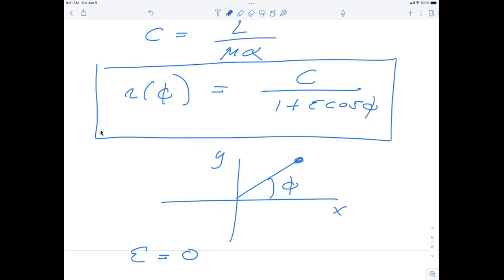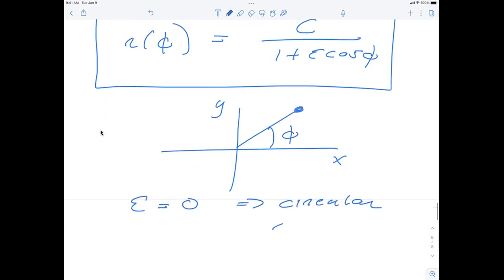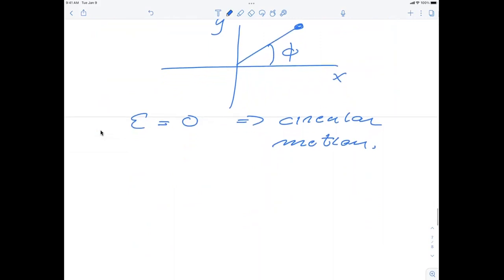So let's do some further analysis of the type of system here. So we see that epsilon 0 is going to lead to circular motion. That's pretty neat. Now, let's ask ourselves something else here. Can there be min and max values of this radius, of r of phi?